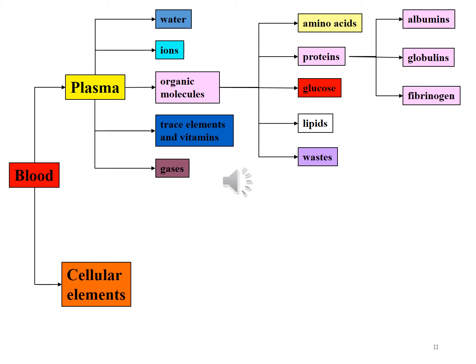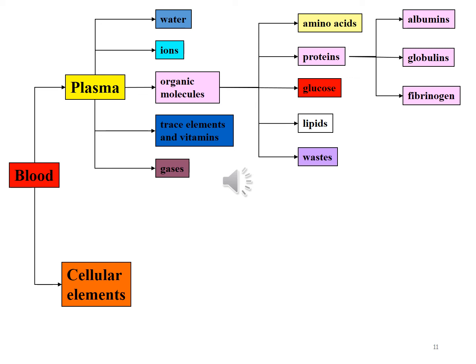So for proteins, these are the 3 most commonly found blood plasma proteins, which are albumins, globulins, and fibrinogen. Albumins are important in maintaining the osmotic pressure in your blood, while globulins are transport molecules for ions and hormones, and don't forget, they also serve as immunoglobulins, or the antibodies. You also have fibrinogen, which is needed for blood clotting.